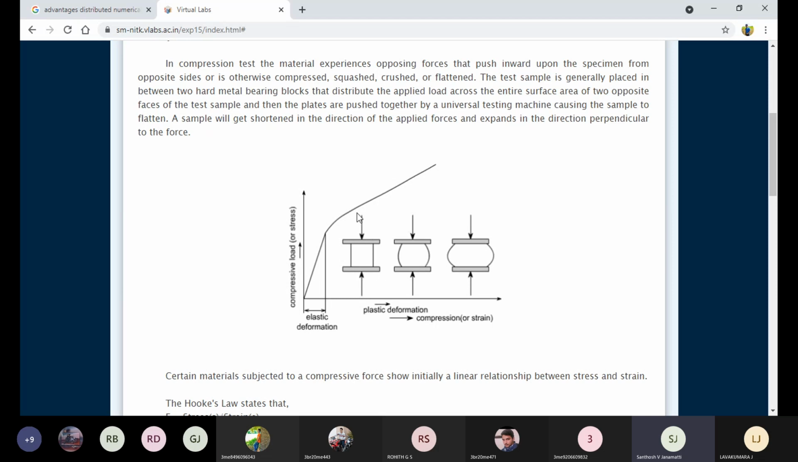Nothing happens. Here also we are applying some amount of load, about 30, 35, 40, but nothing happens to that material because it is still in elastic deformation. Elastic deformation, nothing happens to this material.